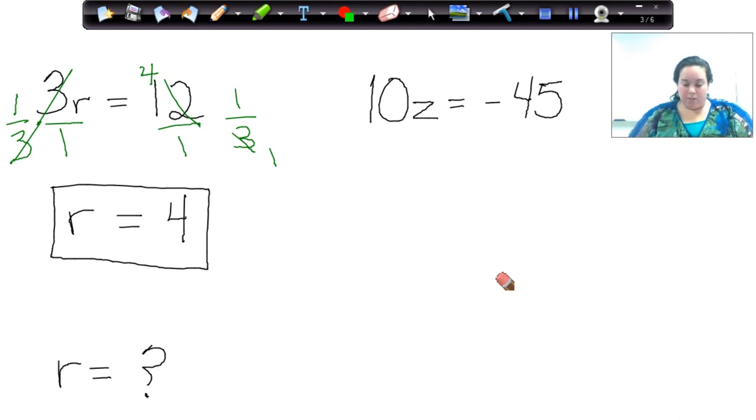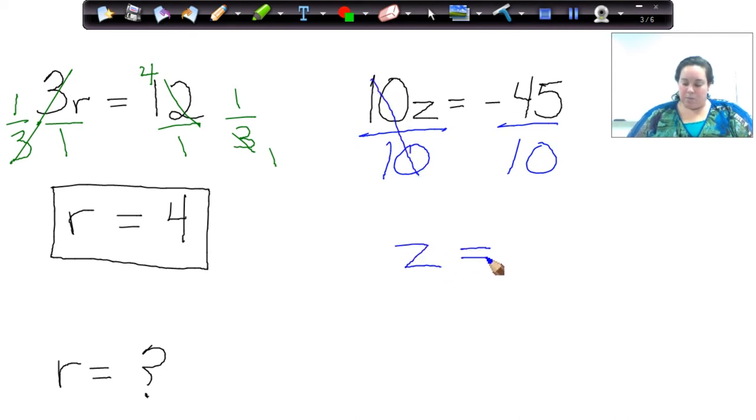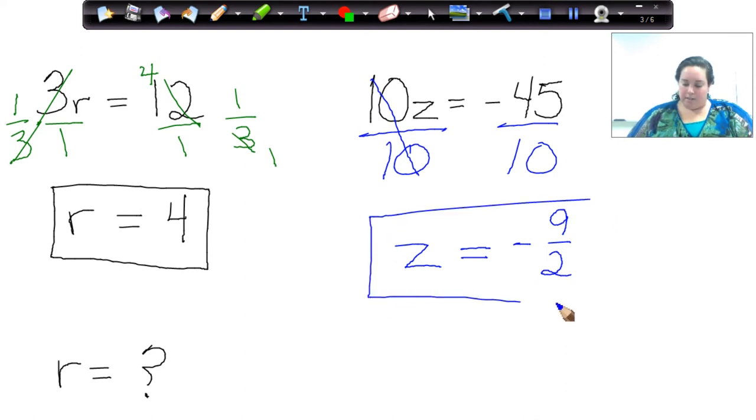Let's look at this other one, and we're going to do this one using division, which is the same thing. It falls under the same property. What happens if we have 10 times z equals -45? The opposite of multiplying by 10 is dividing by 10 or multiplying by the reciprocal. So if we divide by 10 on both sides, the 10s will cancel. We'll get z equals -45 over 10, which can be reduced to -9 halves.